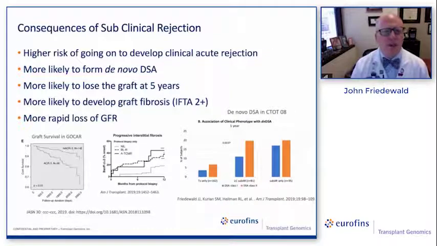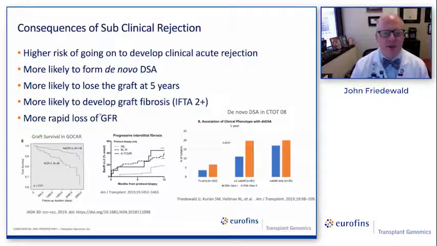So I mentioned it, but what are the consequences of subclinical rejection? Why do we care? This shows why. So we know from both the CTOD-8 and the GO-CAR trial, as well as the other trials I mentioned, that there's a higher risk of going on to develop clinical acute rejection after an episode of subclinical rejection. Patients who have subclinical rejection are more likely to form de novo DSA, statistically significant. They're more likely to lose the graft at 5 years, and that's shown here in the GO-CAR trial, where patients at the 3-month biopsy had no acute cellular rejection versus those that did, and this is subclinical, though those that had rejection had a worse graft survival at 5 years.